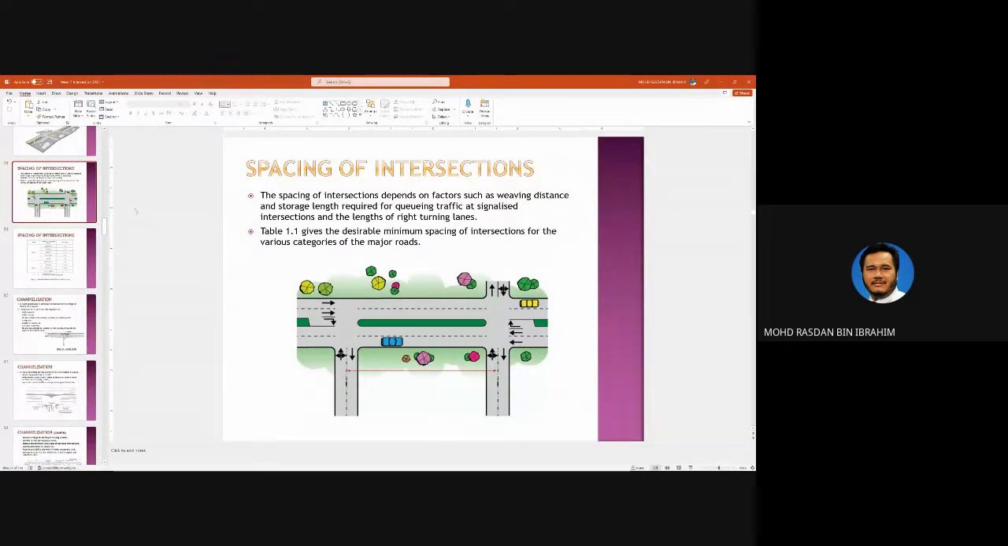Okay, spacing of intersections. Spacing of intersections depends on factors such as weaving distance, storage length required for queuing traffic at signalized intersections, and the length of right turning lanes. What they are trying to say is the distance here. This is very difficult to achieve actually. If you try to measure, then you find out whether it is okay. Let's try to measure.